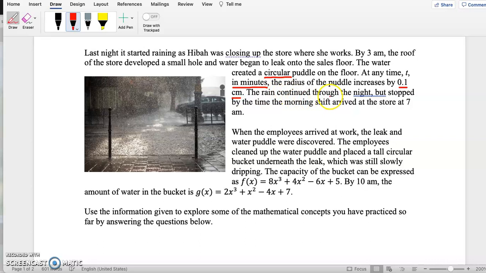The rain continued through the night, but stopped by the time the morning shift arrived at the store at 7 a.m. When the employees arrived at work, the leak and water puddle were discovered. The employees cleaned up the water puddle and placed a tall circular bucket underneath the leak, which was still slowly dripping. The capacity of the bucket can be represented by this f of x function, and by 10 a.m. the amount of water in the bucket can be represented by this g of x function.